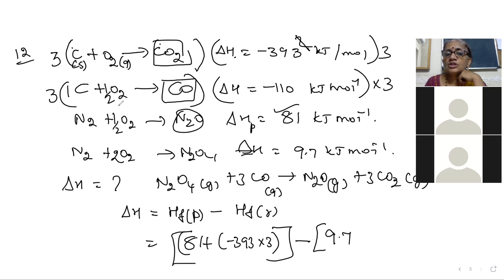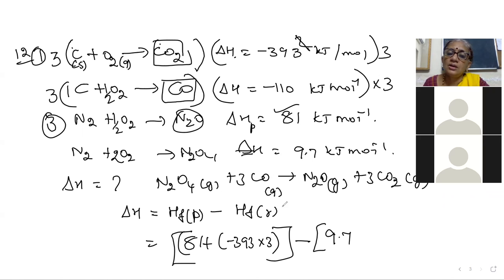Got it? So instead of the formula, we can also use Hess law. If you want to use Hess law, wherever N2O is there, N2O is on the right side here, right? And CO2 is on the right side here. So we have to add the first equation and third equation, and subtract the second equation and fourth equation, isn't it? That's what we are doing here.